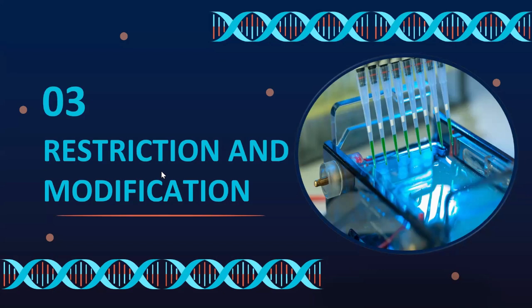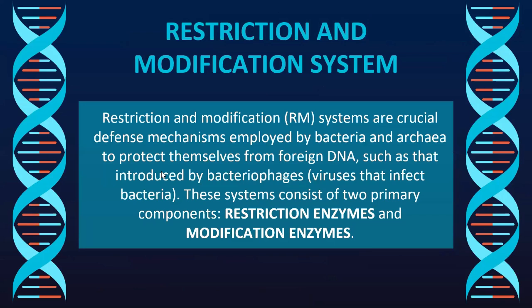Okay. So for restriction and modification, systems are actually crucial when it comes to defense mechanism that is employed by bacteria and archaea to protect themselves from any foreign DNA. Okay, such as that introduced by bacteriophage, viruses that infect bacteria. So these systems consist of two primary components. We have the restriction enzyme and then at the same time the modification enzyme.